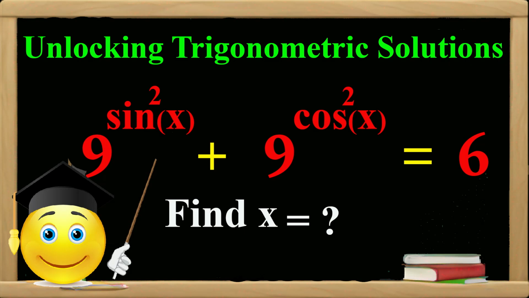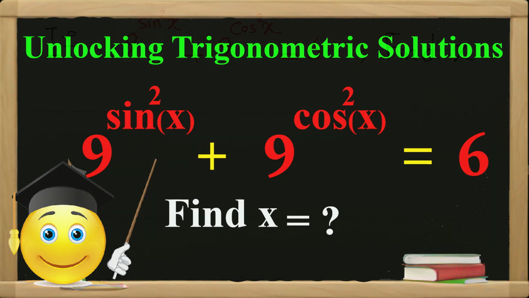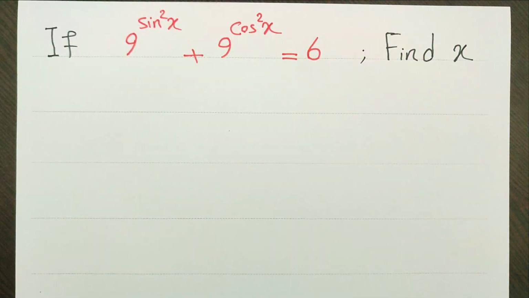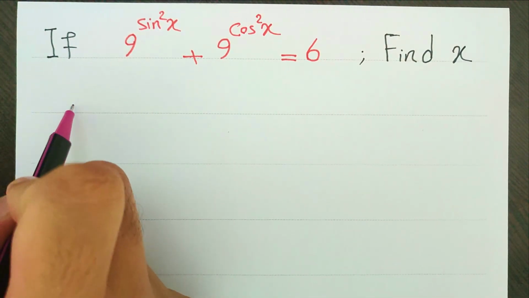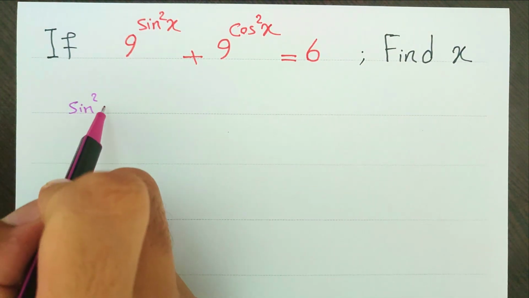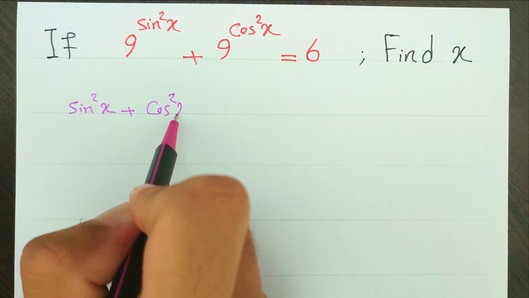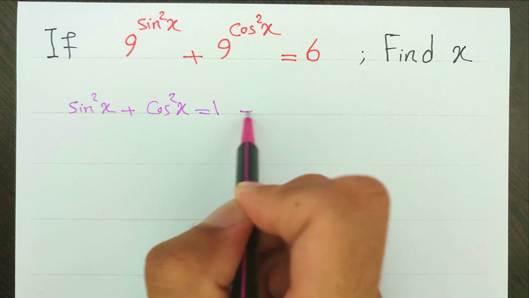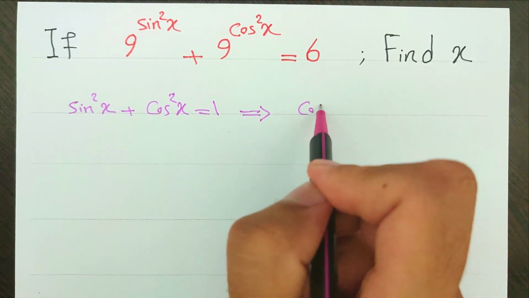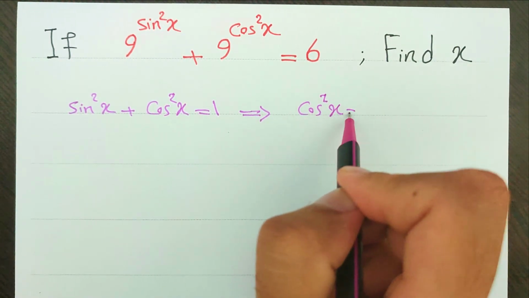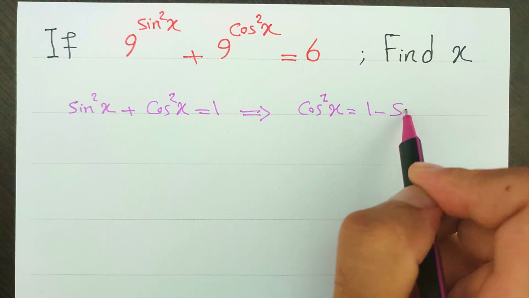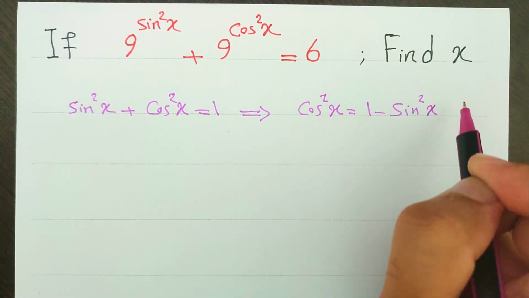Today we are going to tackle a trigonometric equation: 9 to the power of sine squared x plus 9 to the power of cosine squared x equals 6. Let's start by recalling a fundamental trigonometric identity. Sine squared x plus cosine squared x equals 1. From this we can deduce that cosine squared x equals 1 minus sine squared x.